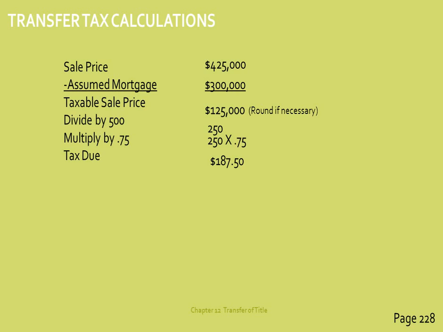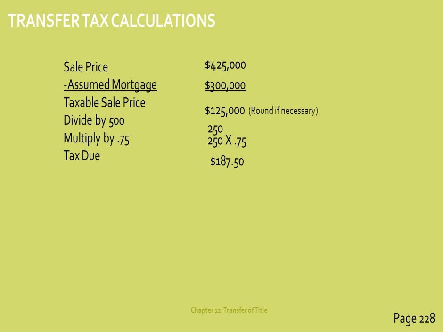If we subtracted and had $125,600, we'd round up to $126,000. So if after you subtract you have a portion of 500, you need to round up, then divide by 500. Well, in this case, we don't have to round it because it's already rounded. And we would get 250. Divide 125,000 by 500, we get 250. We multiply that by 75 cents, and we get $187.50. That's the full amount of tax that our seller will have to purchase transfer tax stamps at.